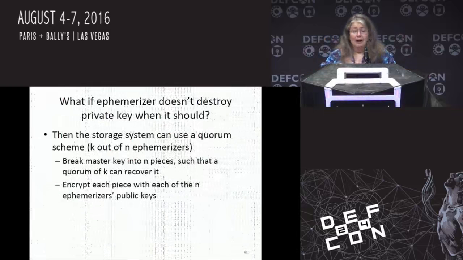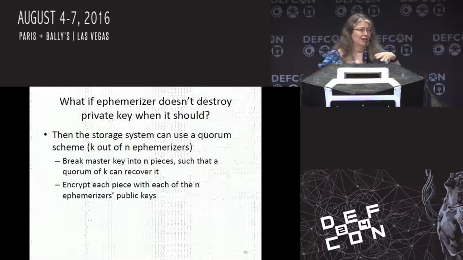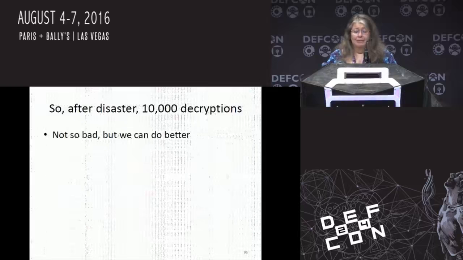So what if the ephemerizer doesn't destroy the private key when it should? Well, then you could use a quorum scheme. Instead of taking exactly the key and encrypting it 20 times, you break it into 20 pieces such that it requires 3 out of the ephemerizers to do it. So it's a very simple scheme, with almost 0 performance overhead over a traditional system.